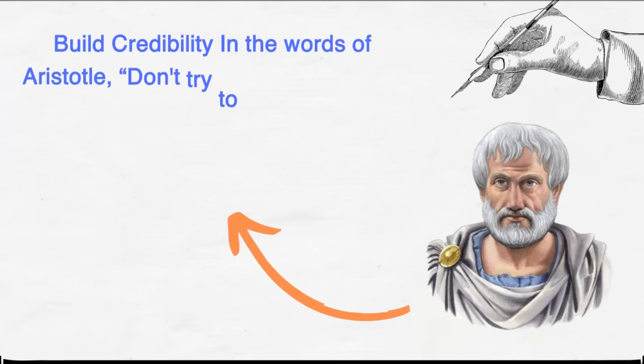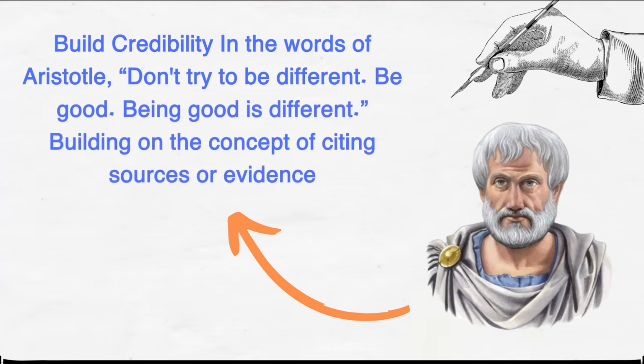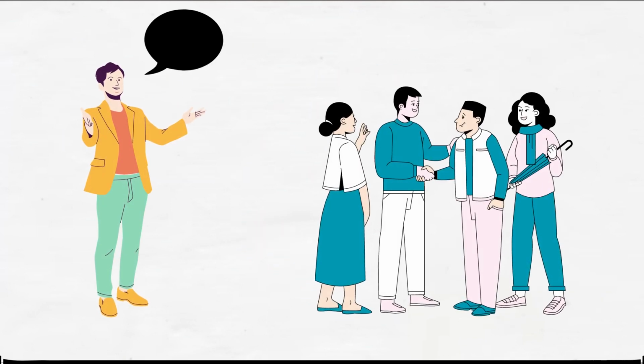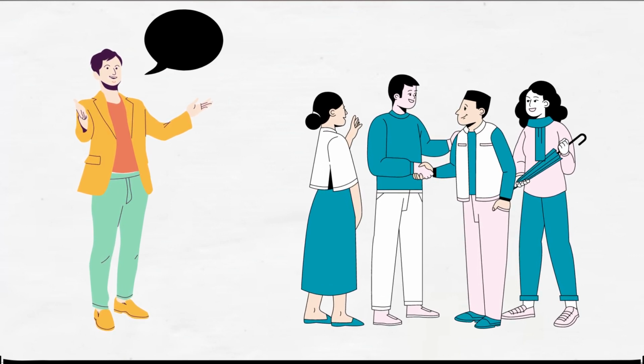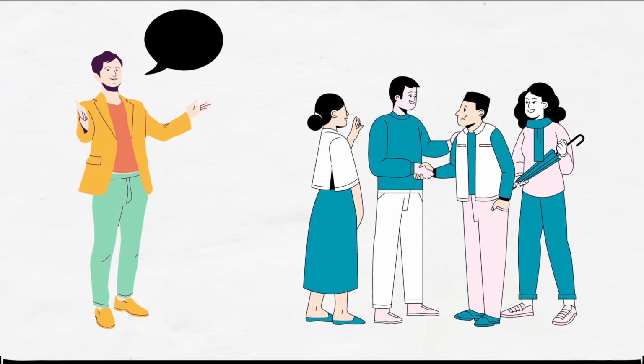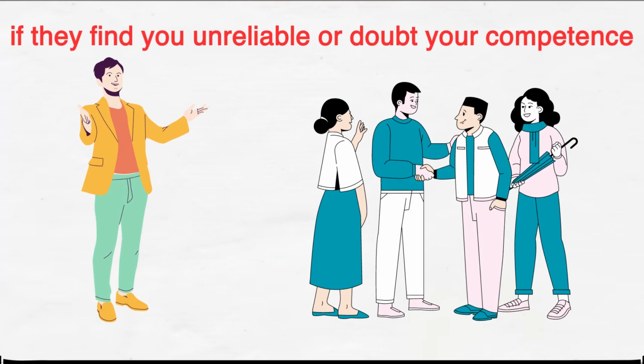Build credibility. In the words of Aristotle, don't try to be different. Be good. Being good is different. Building on the concept of citing sources or evidence, the next important step is to sound believable to your audience. Being logical and credible almost go hand in hand. Hardly anyone is considered logical if they are not credible. Whatever your motivations, no audience will take you seriously if they find you unreliable or doubt your competence.